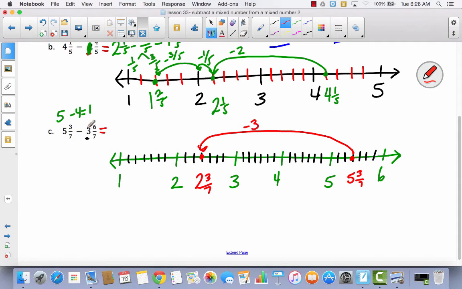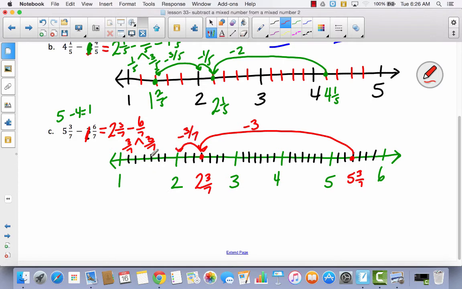Okay, so now I took away the 3 and I'm left with 2 and 3/7, and I still have to subtract 6/7. So here's where I'm going to decompose 6/7. I'm going to decompose it into 3/7 because I can take away 3/7, and then I'm going to put another 3/7 because together that makes 6/7. So I decomposed 6/7 into 3/7 and 3/7 because right here I can take away 3/7 like this.